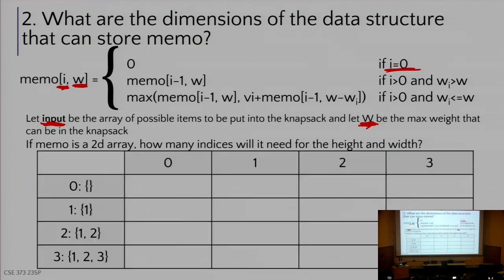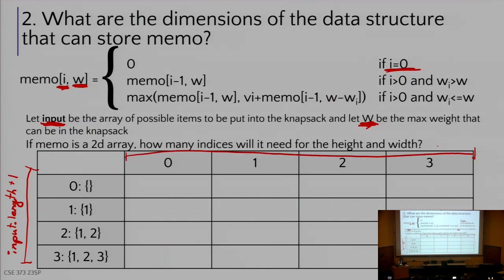And so the array is going to look something like this, where this is input.length plus 1, and this one is W plus 1.